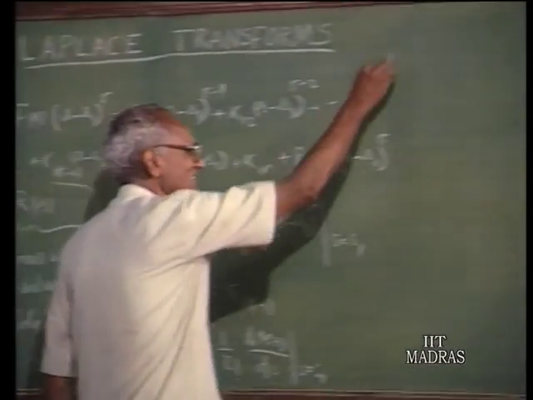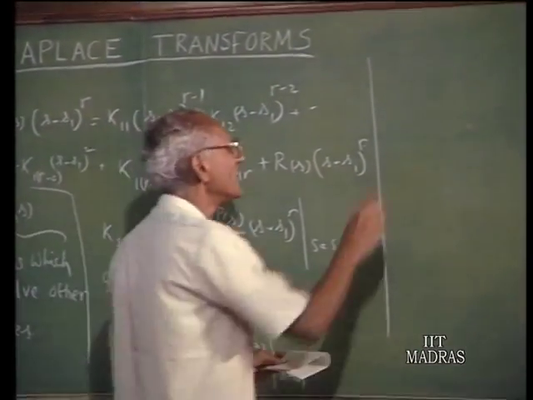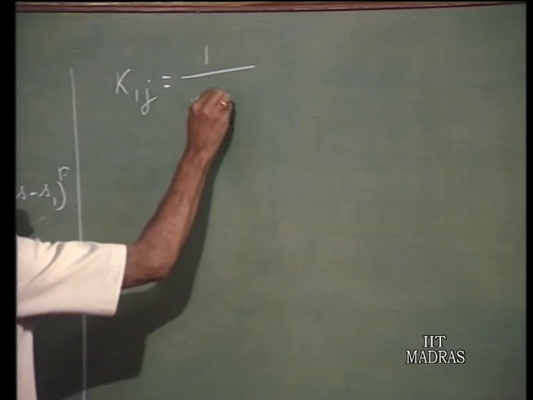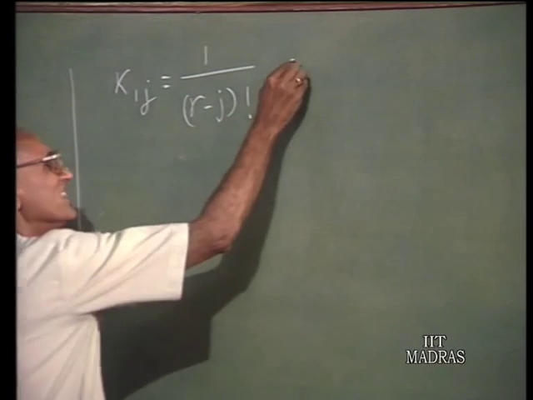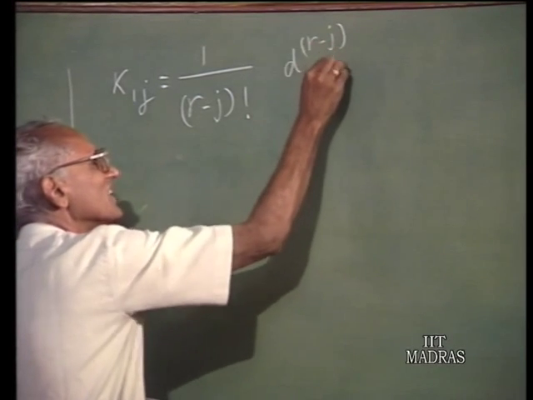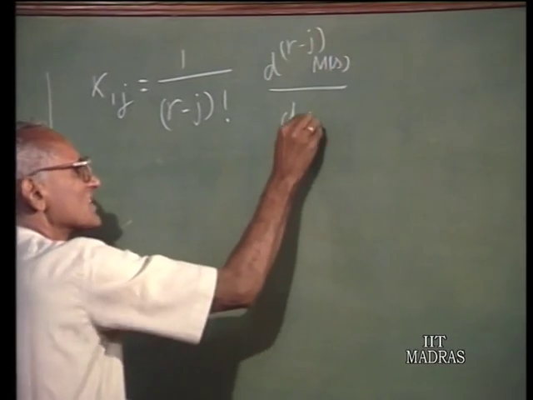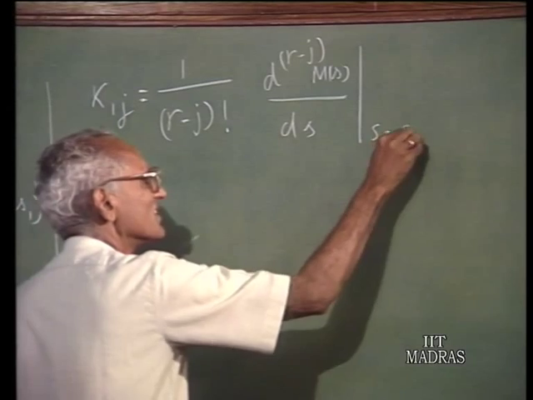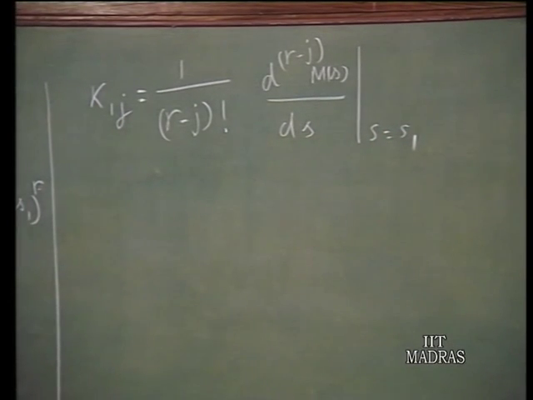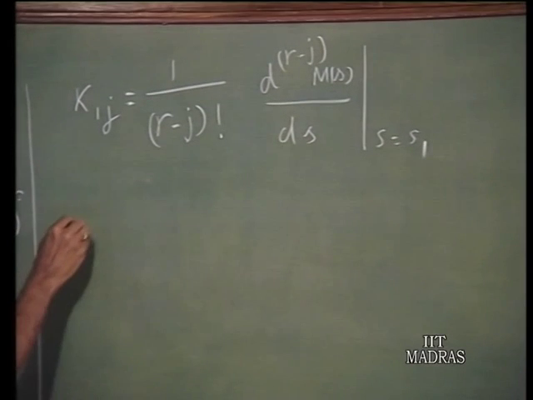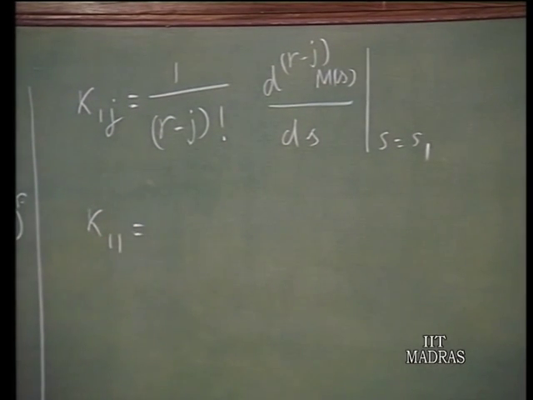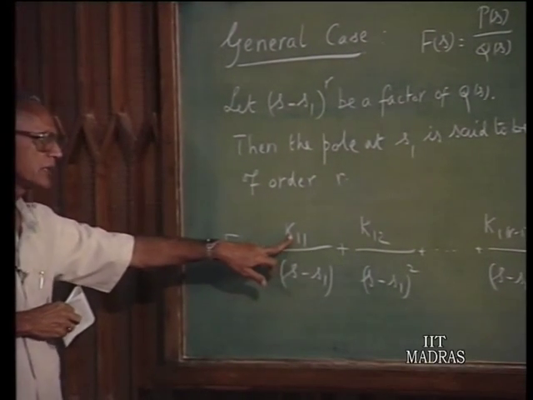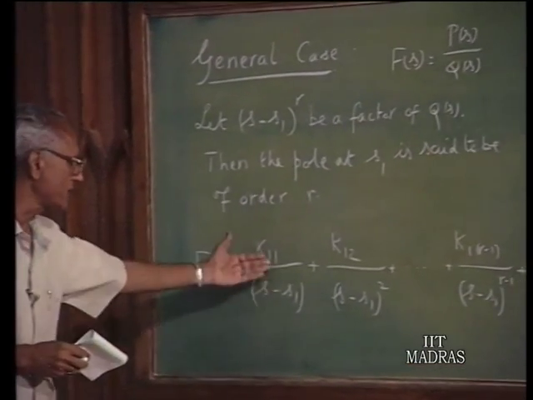So, continuing this discussion, it is easy to verify. You can show that k1j is obtained as 1 over r minus j factorial times the r minus jth derivative of m of s with respect to s, with the substitution s equal to s1. And in fact, you get k11, that is the first term here. k11 is called the residue of the multiple order pole at s equal to s1, which is the hardest to find out.